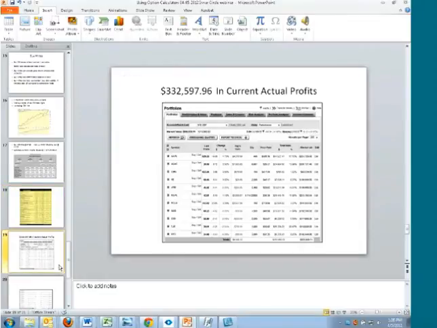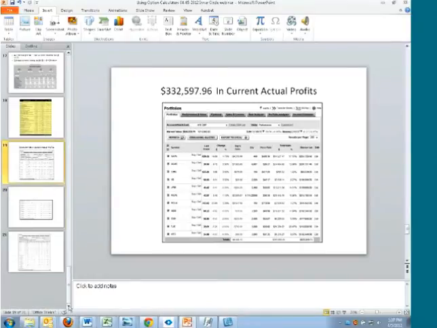And I wanted to just show you a snapshot. These are two of my personal accounts where I do buy right trades. And as of yesterday, I had $332,000 in open trade profits. So I'm going to show you just two of my accounts here.